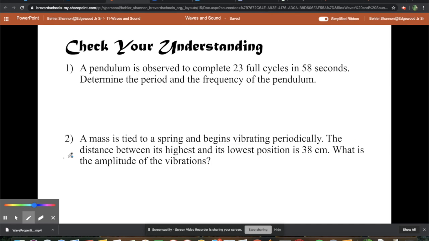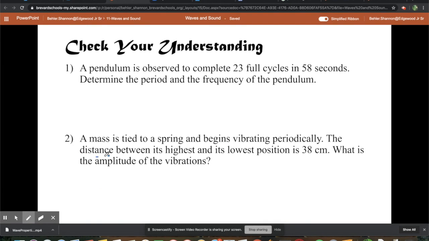So for number 2, a mass is tied to a spring and begins vibrating periodically. The distance between its highest and lowest position is 38 centimeters. What is the amplitude of the vibrations? So that's a lot that they just said. I'm going to draw a picture to try to figure out what they're actually asking for.